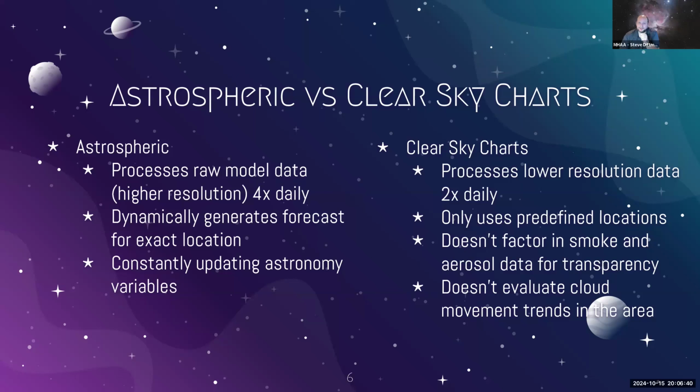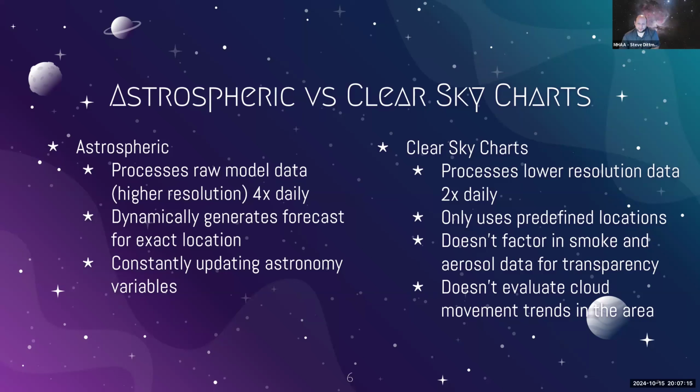And why is that? Well, Astrospheric processes raw model data, which is a higher resolution, and it does it 4 times a day. Clear Sky Charts actually processes a lower resolution of that data and only twice a day. Astrospheric will dynamically generate your forecast for your particular location. Whenever you move the location on the map and tell it to give you a new forecast, it's drawing up new model forecasts at that moment. Whereas Clear Sky Charts uses predefined locations. It'll pick the model that's already generated for the nearest location to whatever you pick.